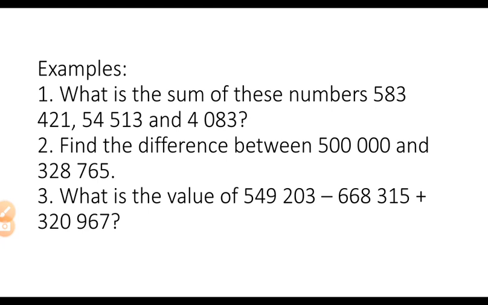It says find the difference between 500,000 and 328,765. Difference here is minus, or in other words, it means subtraction. So whenever you are asked to find difference, you would subtract. Now let's look at the solution to question number 2.